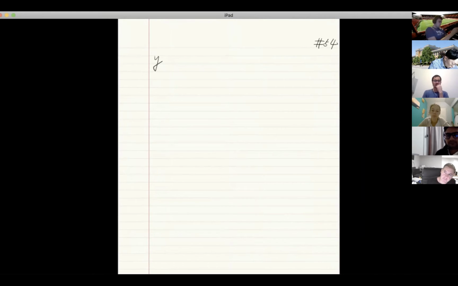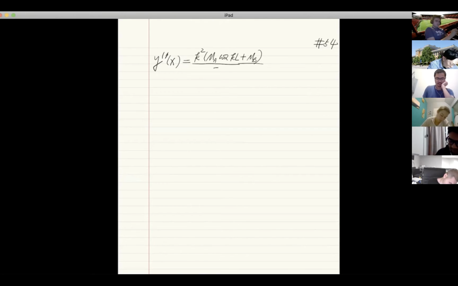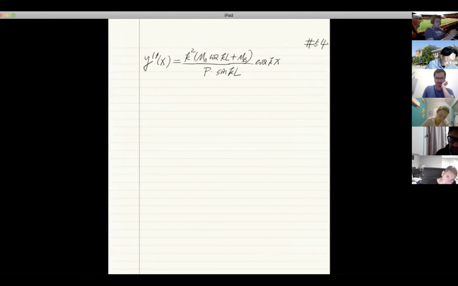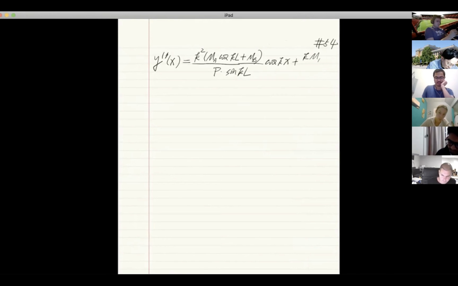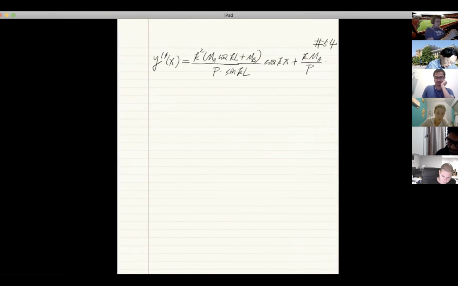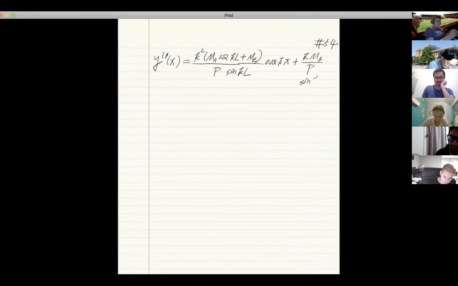So we know that y double prime of x is written as k squared times (MA cosine kL plus MB over P sine kL) times cosine kx plus k MA over P times sine kx. And not necessarily to be 0 is this.